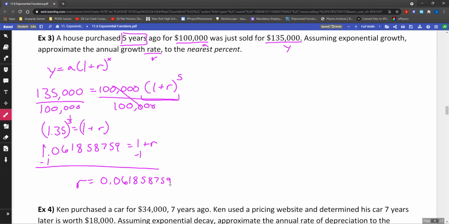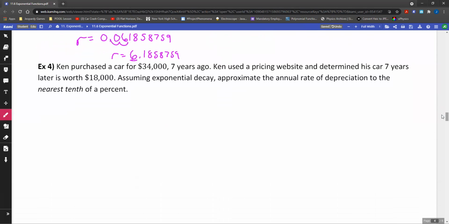0.0618588759. Now they want it to the nearest percent. So I need to move the decimal place 2 times, 1, 2. 6.18588759. Now I need to round this to the nearest percent. So since that's a 6, the number to the right is a 1. This just becomes 6%. And you can double check it yourself by using our original equation, plug in 6% for r, and you would see that we would get the same answer that we got before.